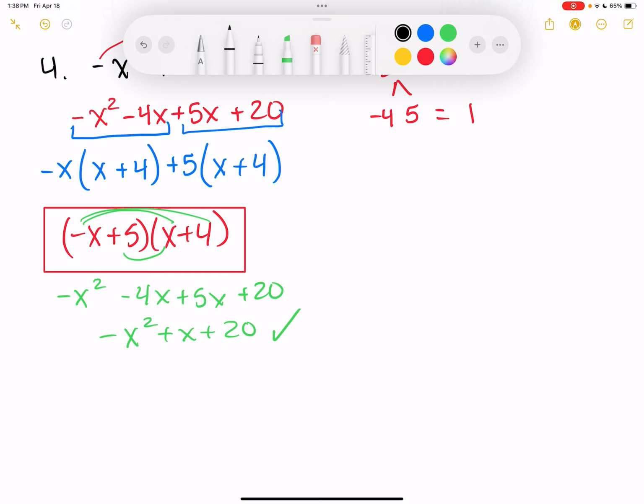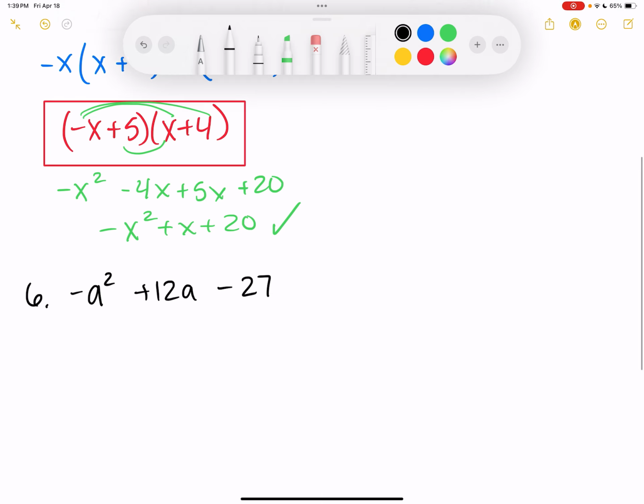Let's see, number 6: negative a squared plus 12a minus 27. So again, I'm going to do this arch method here. Now, technically speaking, we have been doing the arch method all along, but there was just a positive 1 in front. So if you like this method better, you can draw the arch every single time. It's just going to be multiplied by a positive 1 in the previous section that we were doing.